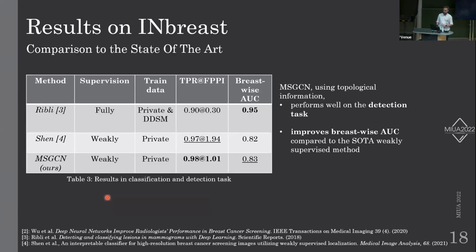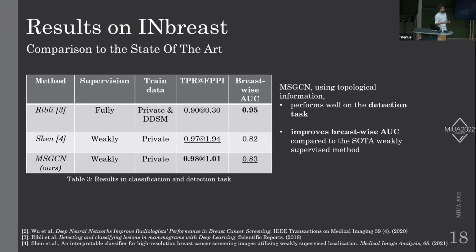In a second step, we compare our method to the state-of-the-art methods, showing that our weakly supervised approach does not reach the Ribli work, which is a state-of-the-art method in mammogram classification, with an AUC of 0.95, which is the highest AUC we have for now. But we exceed the result in terms of detection task by 8% while using weakly annotated images for the training and including topological information.